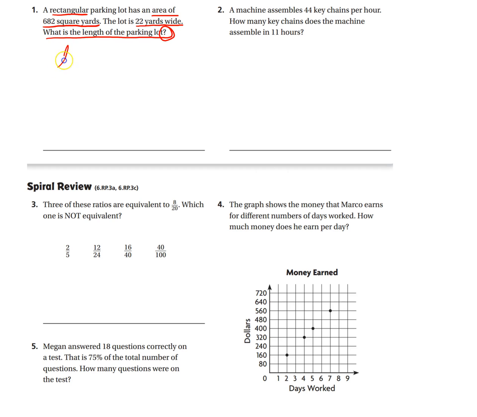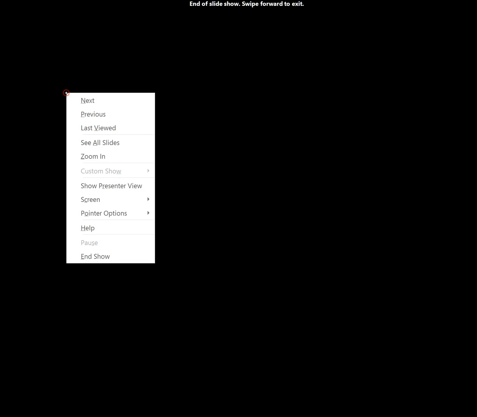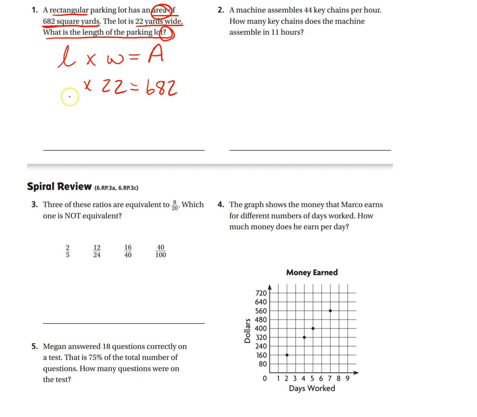So in our previous videos, we learned that area is length times width. And you've also learned that in previous grades as well. They've given us the area, 682. They've given us the width, 22. And so now we're just solving for L. Okay. So to solve for L, we need to divide 22 into 682. And this is going to be our length. And it's in yards.